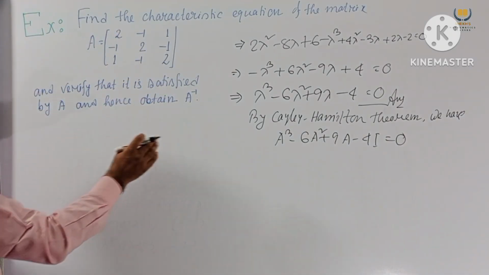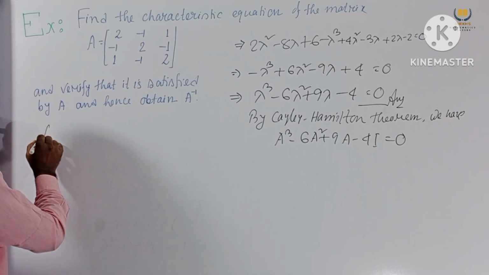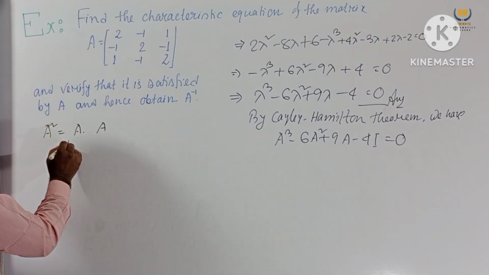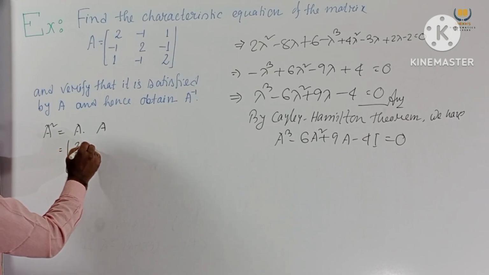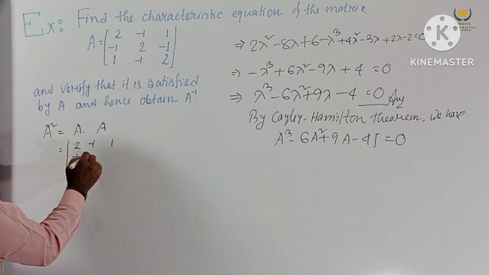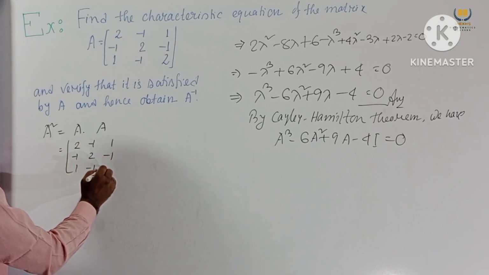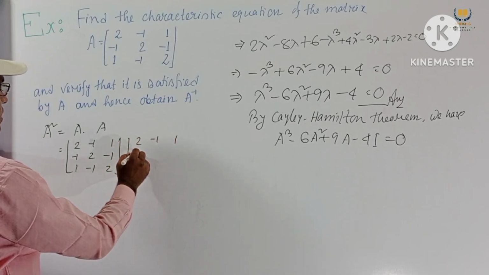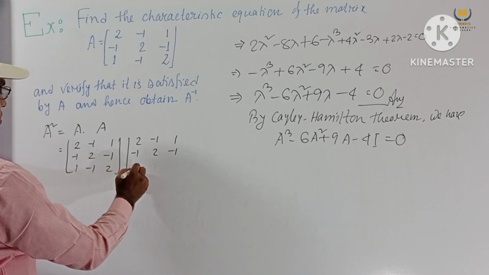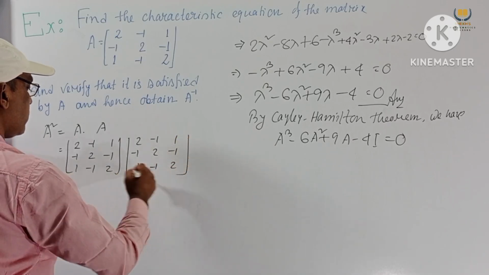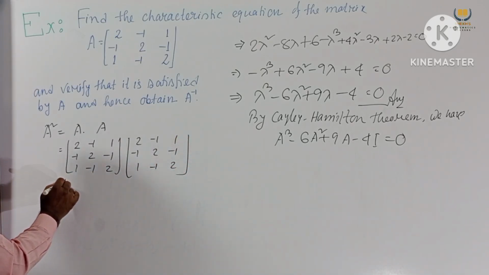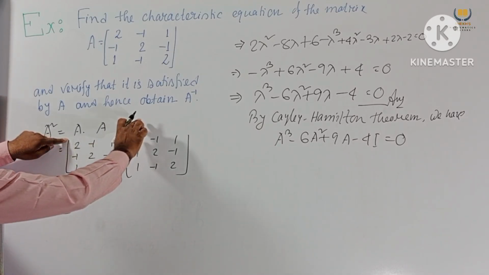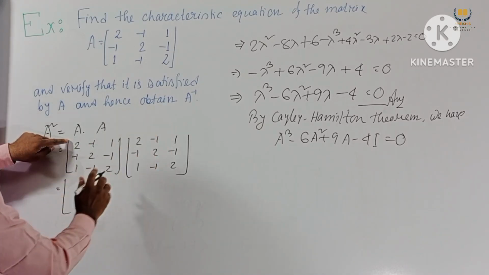So first we find A squared, which equals A into A. A is the matrix [2 -1 1; -1 2 -1; 1 -1 2], and we multiply it by itself, [2 -1 1; -1 2 -1; 1 -1 2]. The rule is that we multiply this row with this column, this column, this column.